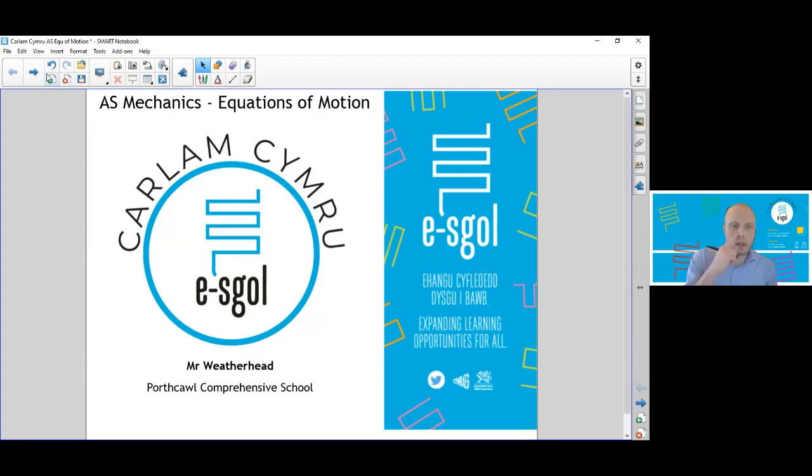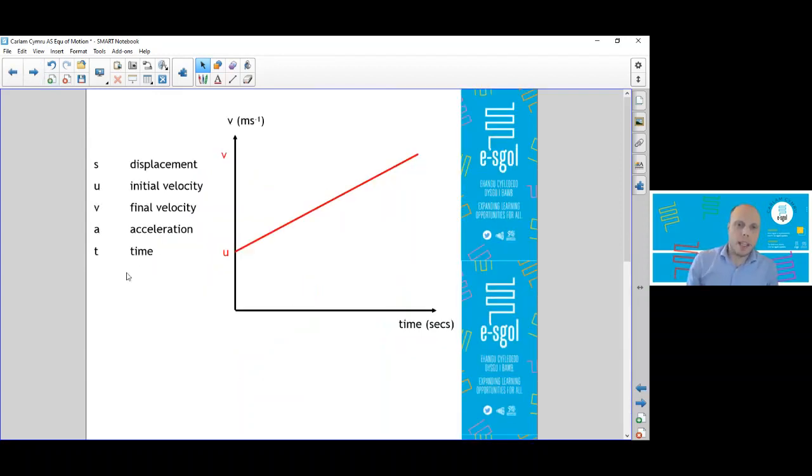Okay, so if we go straight into it, we get our equations of motion all from a velocity time graph that looks like that. So this is a constant acceleration problem, and you can tell it's constant acceleration because the gradient is linear. Okay, and then SUVAT stands for displacement s, initial velocity u, final velocity v, acceleration a and time t.